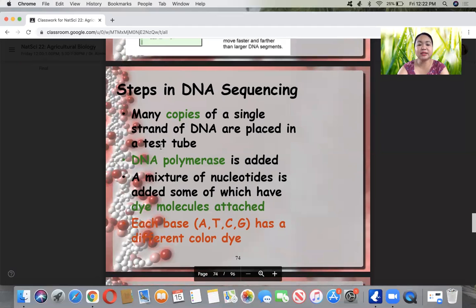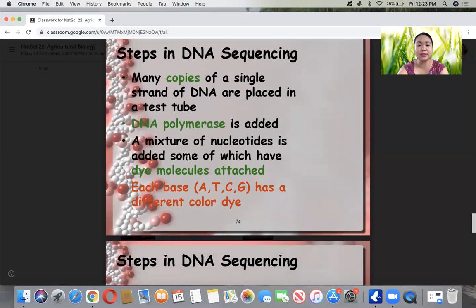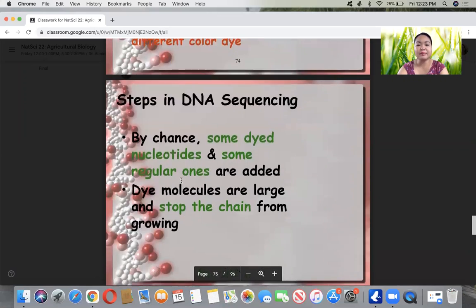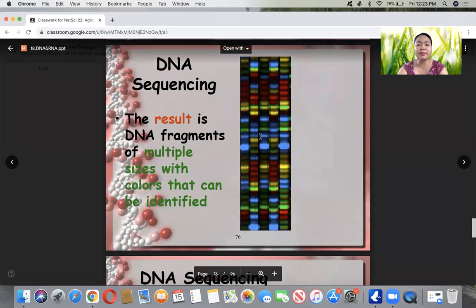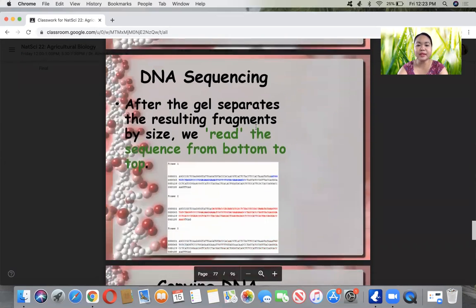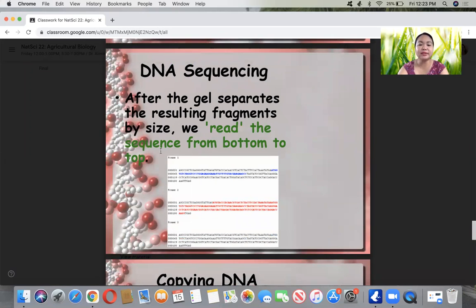So these are the steps in DNA sequencing. Many copies of a single strand of DNA are placed in a test tube. DNA polymerase is added, and a mixture of nucleotides is added, some of which have dye molecules attached. Each base, A, T, C, G, has a different color dye. By chance, some dyed nucleotides and some regular ones are added. The dye molecules are large and stop the chain from growing. The result is DNA fragments of multiple sizes with colors that can be identified. After the gel separates the resulting fragments by size, we read the sequence from bottom to top.